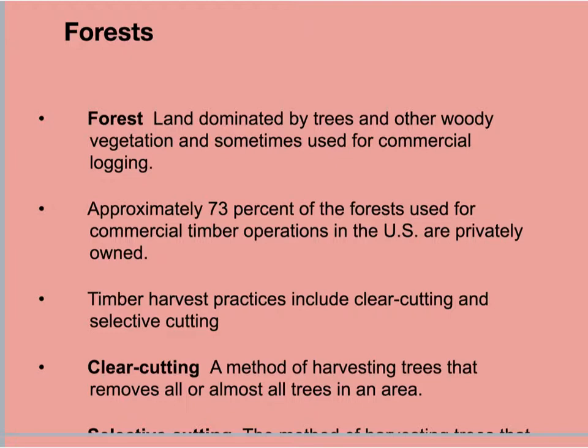The two most common ways in which trees are harvested for timber production are clear cutting and selective cutting, both of which are illustrated in the next slide. All right, clear cutting involves the removal of all or almost all of the trees in an area, and it's the easiest harvesting method, and in most cases, it's obviously the most economical.